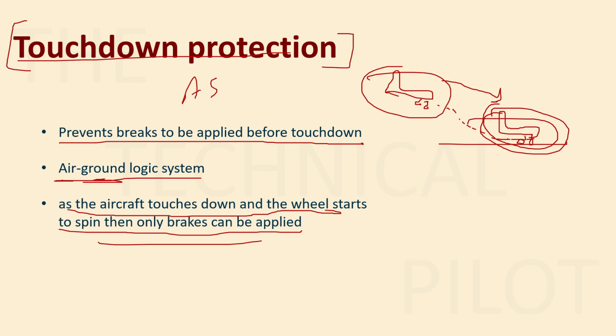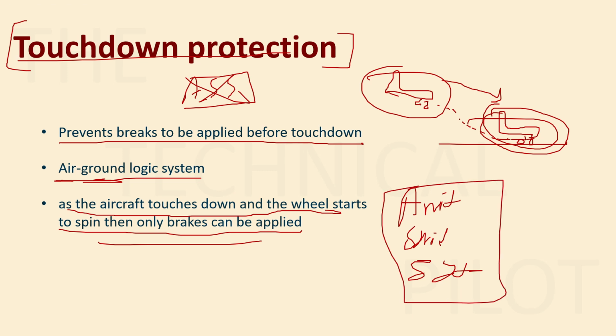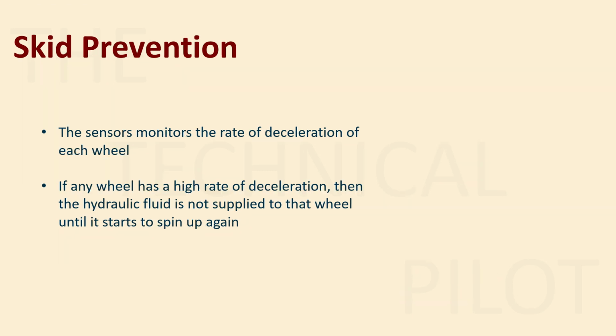So your anti-skid system works by this. All right, ignore this mess. The next purpose of an anti-skid system is skid prevention. Obvious, right? It prevents skid. How does it prevent a skid?